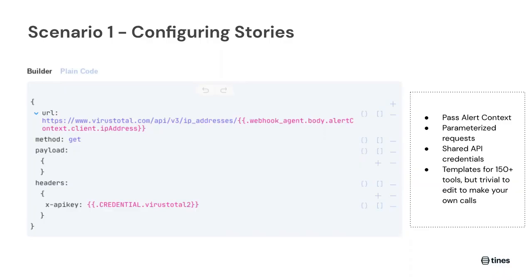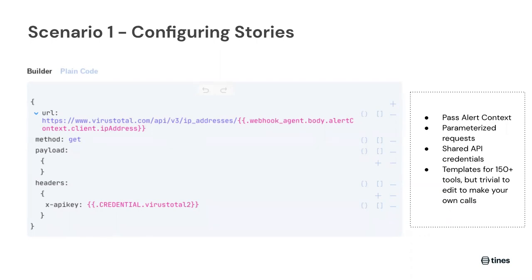You can see here we're connecting to the VirusTotal API. We're just hitting that API directly. We also have parameterized requests. So what that means is that we can pass through data from the previous agent in the story or any of the previous agents in the story. So here you can see we're querying VirusTotal. We're passing through a credential. We're querying VirusTotal with the data that was at the path that was sent from Panther, the webhook agent, body.alertcontext.client.ip address. And when we query VirusTotal, VirusTotal will give us a huge amount of information back.